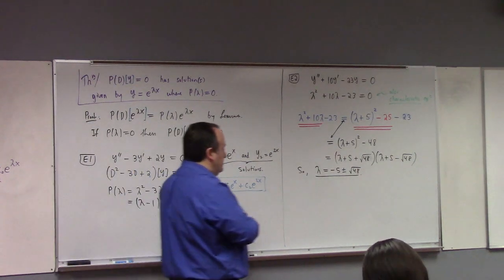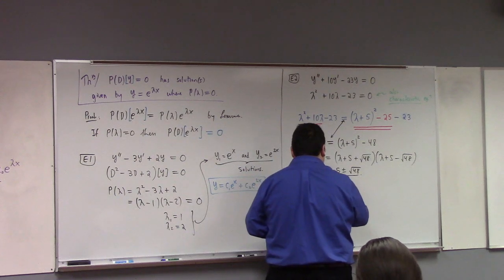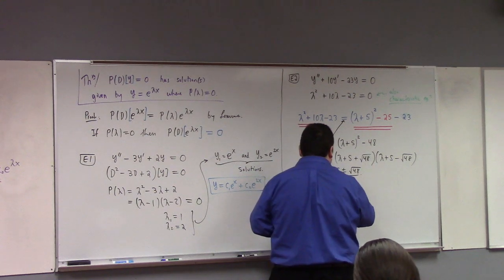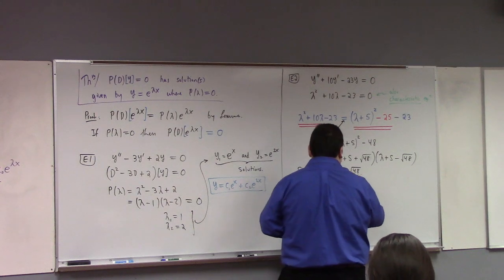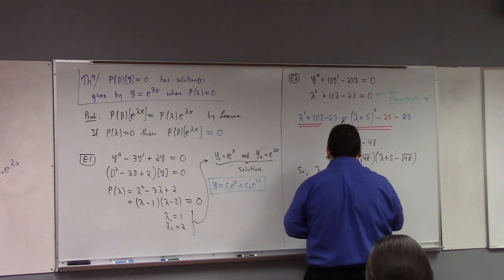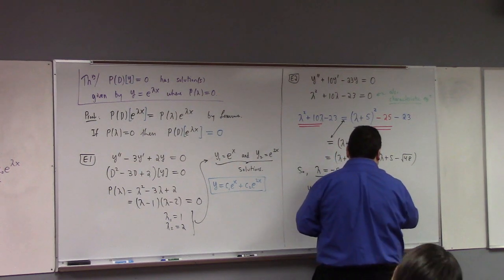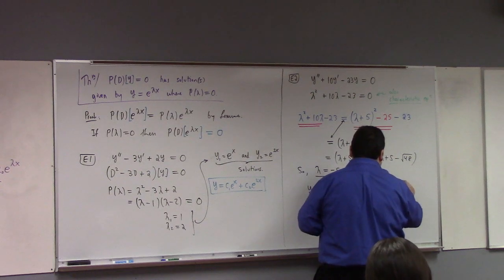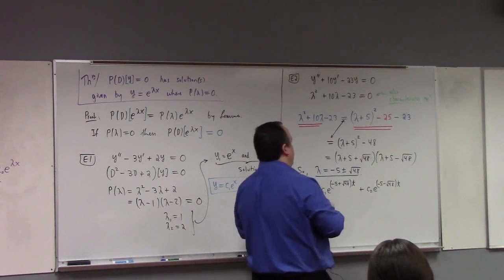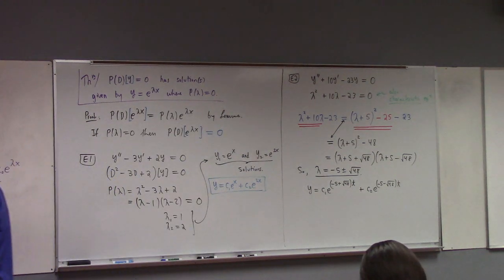And as such, my solution looks like y equals c1 e to the minus 5 plus the square root of 48. I'll throw you guys a bone. t plus c2 e to the minus 5 minus the square root of 48 times t. Now why do I put the t there? If I put the t there, what does that mean about the problem?